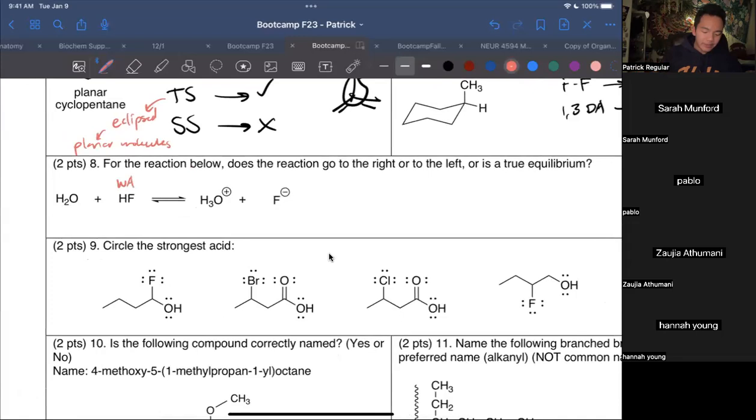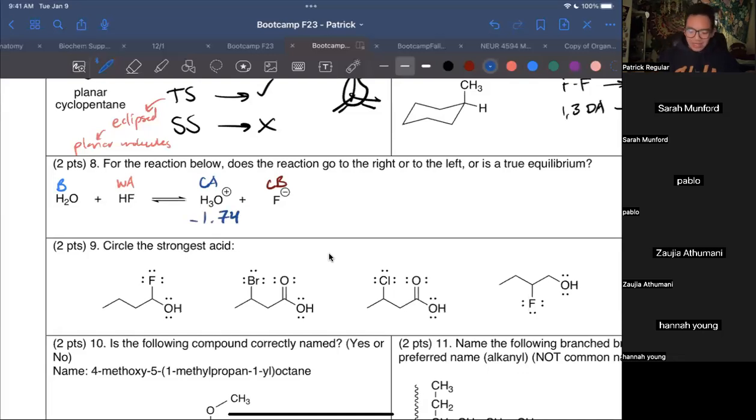HF is a weak acid. H2O can be a weak acid or a weak base. But if we note HF first, that would be a weak acid. That means F minus would be the conjugate base. And we know an acid must react with a base, so water in this situation must act as a base. It accepts the proton, using the Bronsted-Lowry definition, and becomes a conjugate acid, H3O plus.